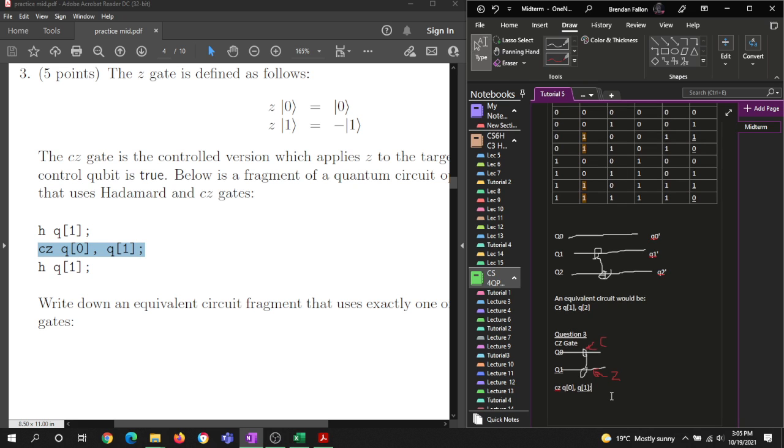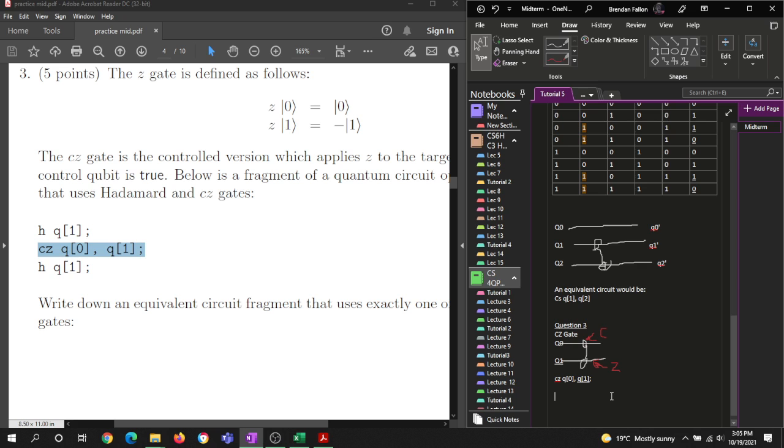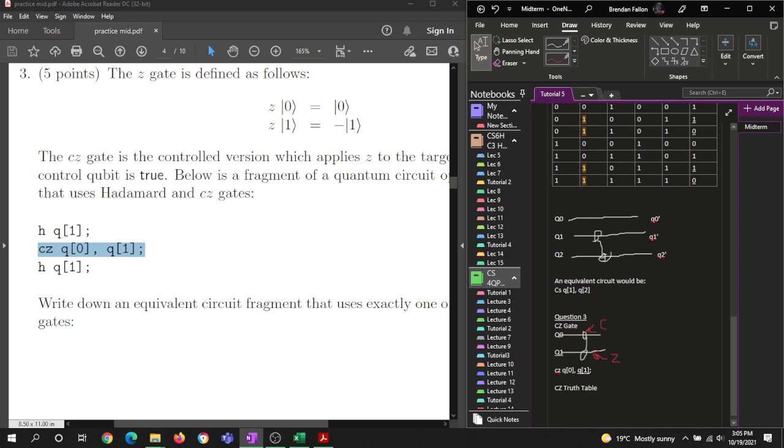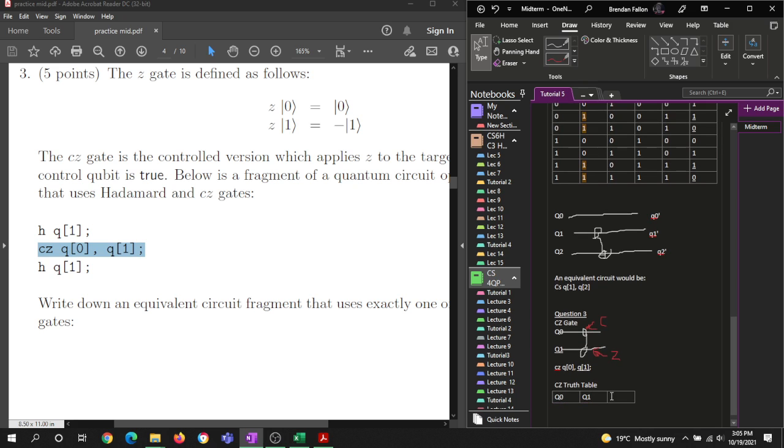So actually we can even do a truth table here for CZ. Truth table. So let's do Q0, Q1, and then Q0 prime, and then Q1 prime.